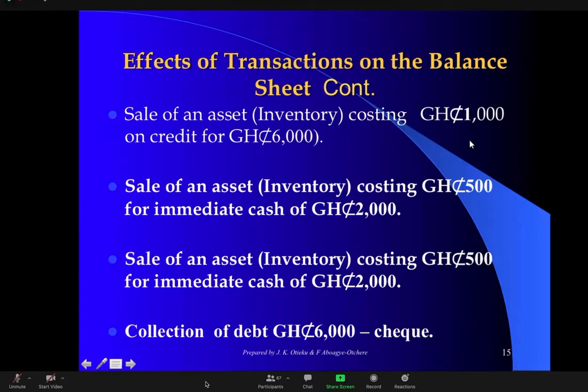You can unmute. I'm not sure of the inventory. The owner's asset will be affected by an amount of. No, okay, so let's take it step by step so that we don't confuse our friends. The first thing, what are the items that have been affected? The items that have been affected is the assets and the capital. No, mention the specific name. The specific name. We sold inventory costing 10,000 Ghana cedis on credit for 6,000 Ghana cedis.